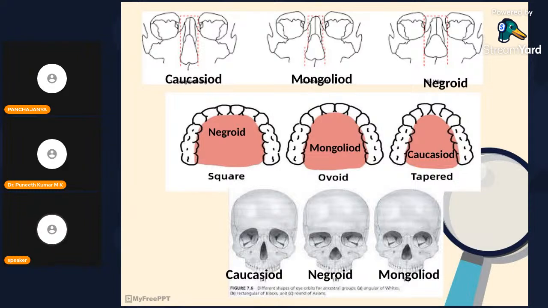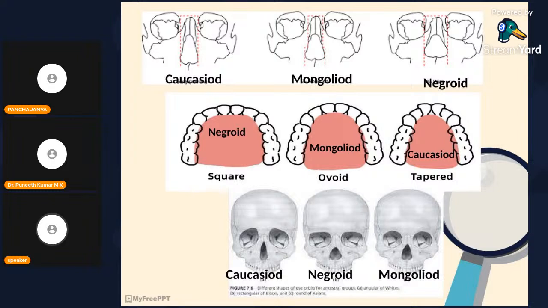Okay, and then orbit. The orbit in the Caucasoid will be a bit triangular to circular shape, in a Negro it will be rectangular, and in Mongoloid it will be circular. Based on this data with a pictorial or diagrammatic representation, when asked for the race for 5 marks, the differences between the features from the previous slides and this diagrammatic presentation will definitely be helpful for scoring complete marks in the exams. Okay, it is easy to write the diagrams, and it is not a big thing.